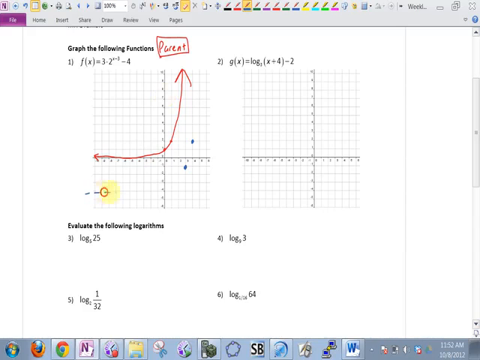And then the horizontal asymptote gets shifted down 4. And so your final answer is a nice, happy exponential like that. Cool?